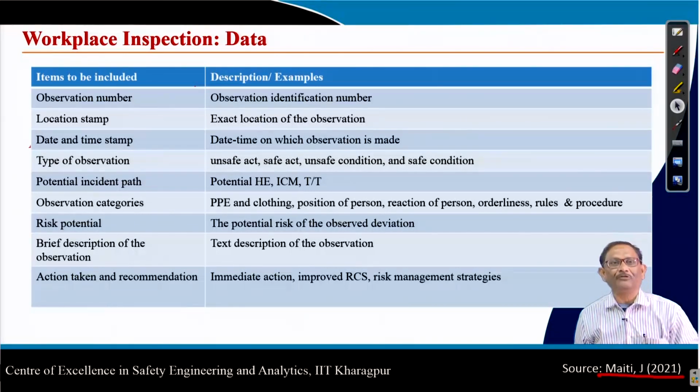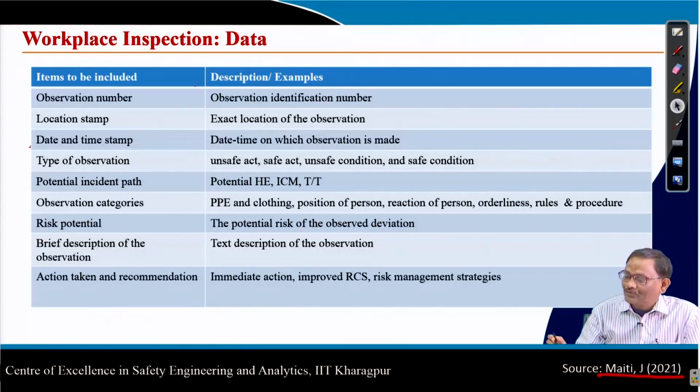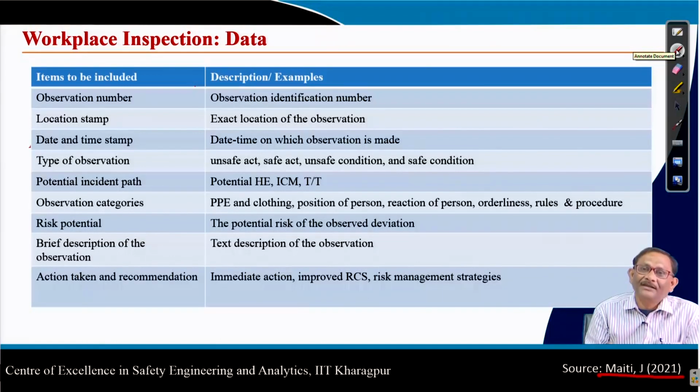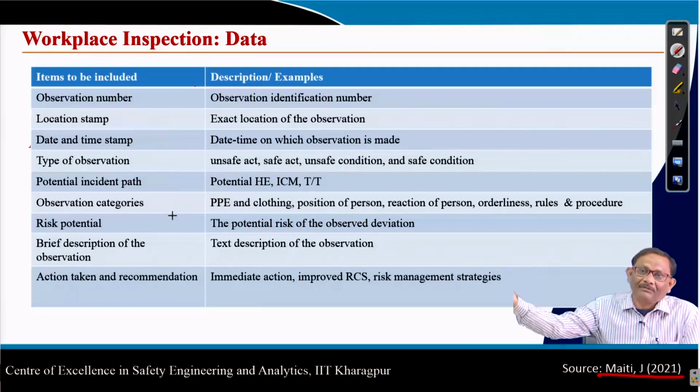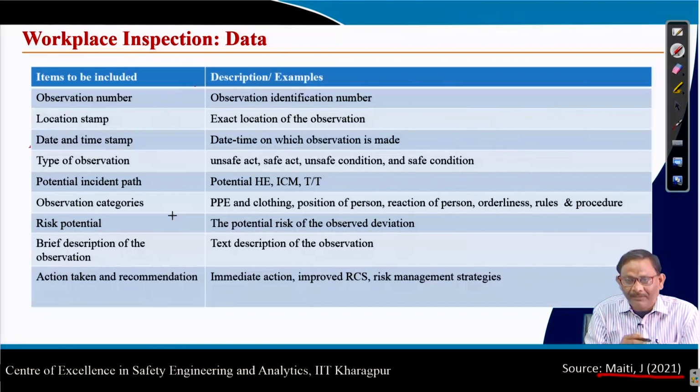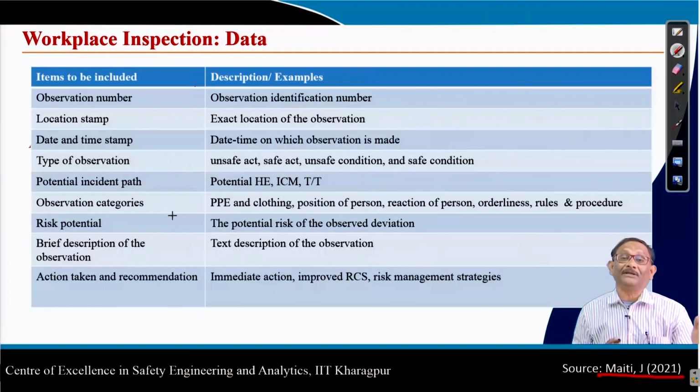So if we properly document the inspection data, what are the minimum variables that should be captured? It is similar to the incident investigation data, but incident investigation is a reactive one. It means some incident has taken place, and you have observed how that has taken place, and what should have been done so that this could not have taken place, and accordingly you are acting so that a repeat accident will not take place. But here it is not like this. Here it is proactive data.